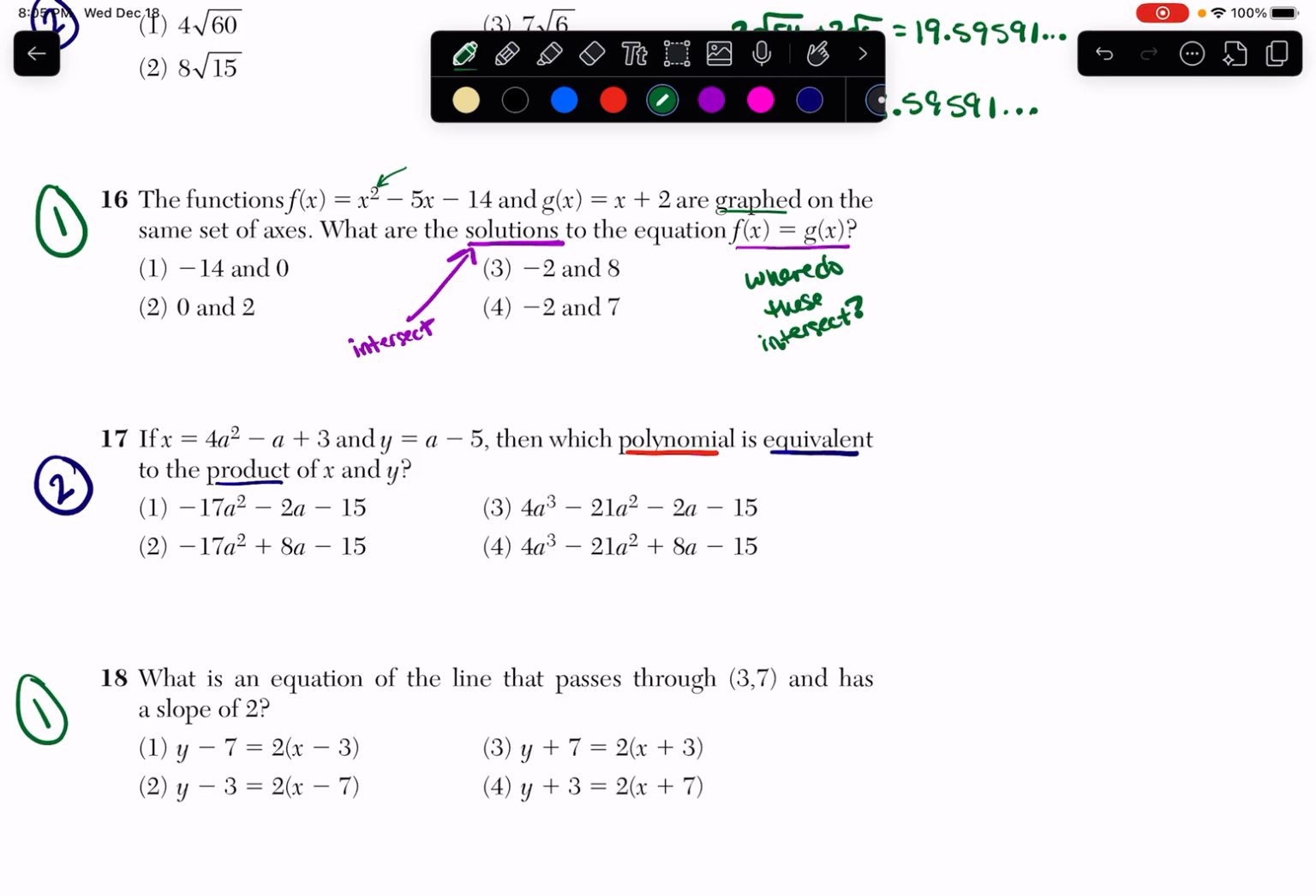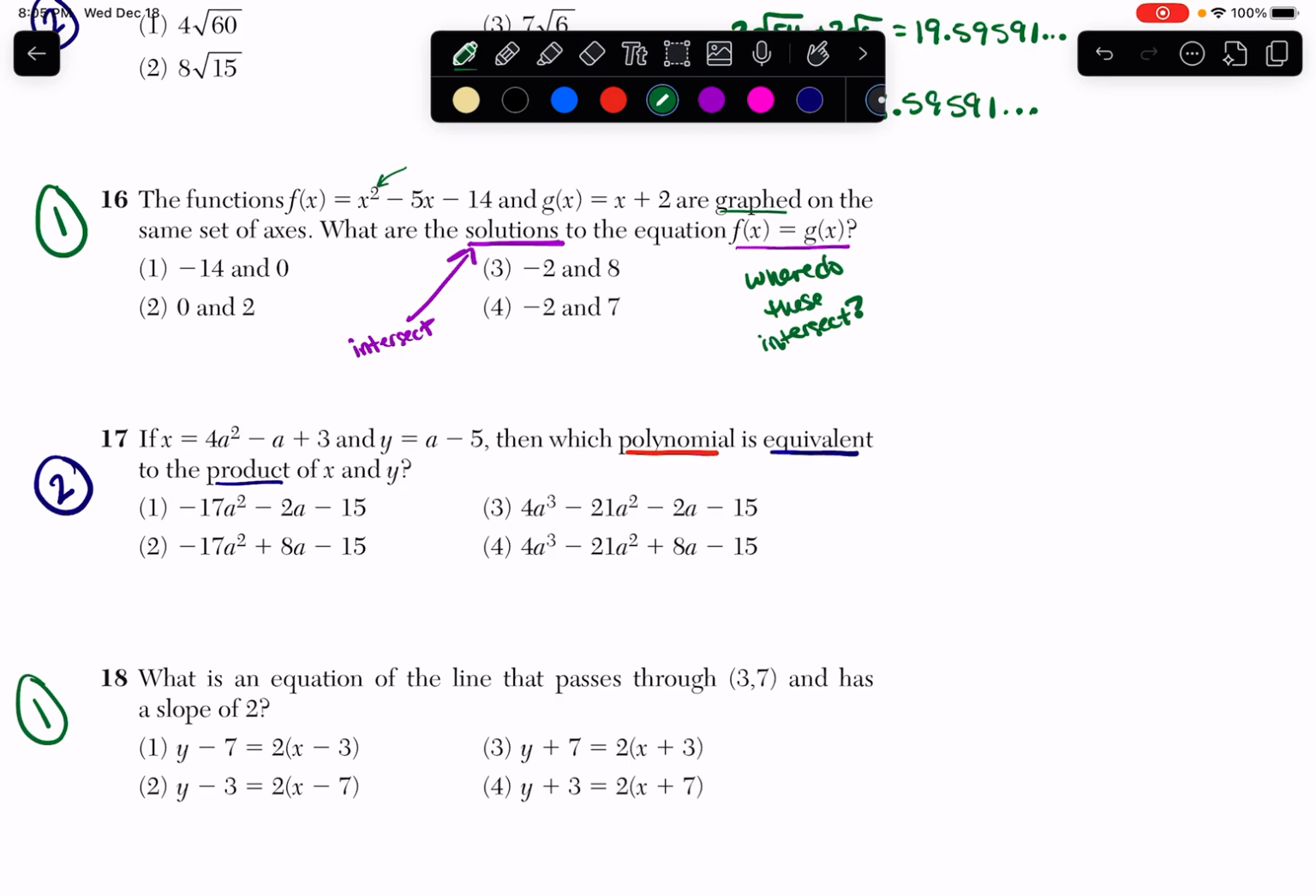So once again, I'm going to go to my handy dandy y1, y2, my favorite place to be. And I'm going to put f of x in y1, x squared minus 5x minus 14. I'm going to put g of x in y2, x plus 2. And then I'm going to look for where they intersect. I could visually look at my graph. If I'm visually looking at the graph, however, it might be hard to tell exactly where those intersections are.